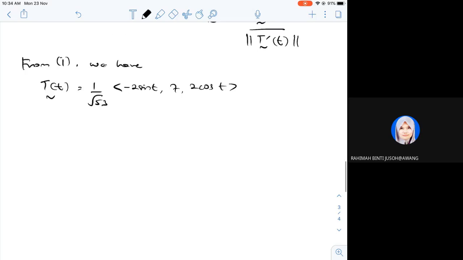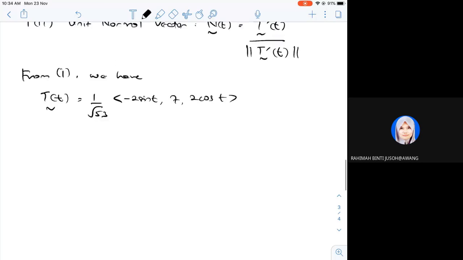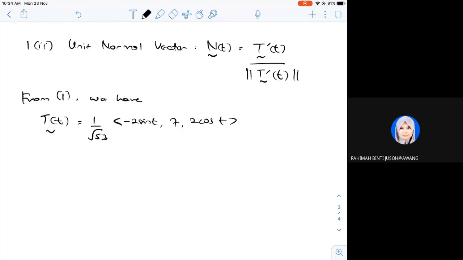So we have to differentiate because the formula is T prime. So we need to differentiate T of t. Guys, what happens here? This is just a constant, so you can just copy it down here: 1 over square root 53. It does not affect our calculation.